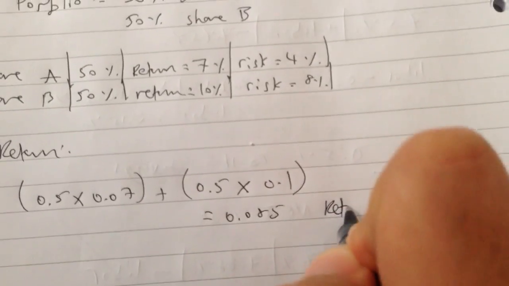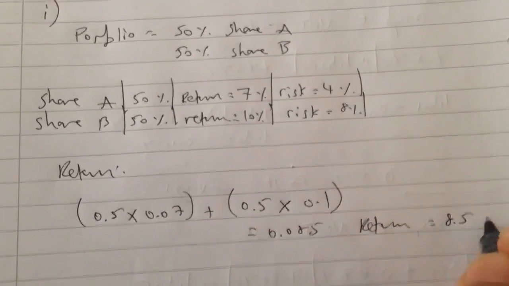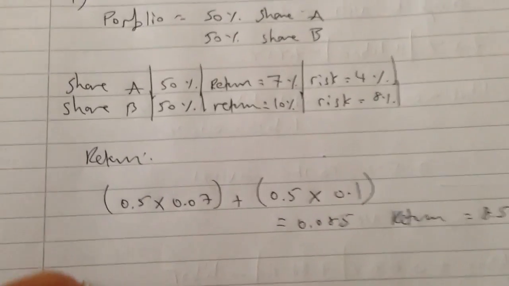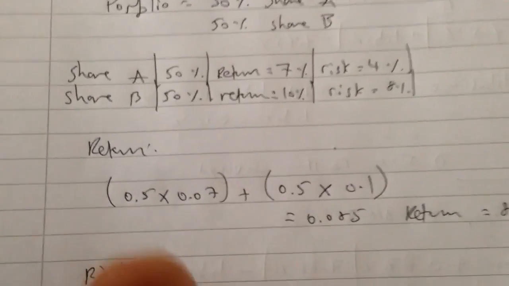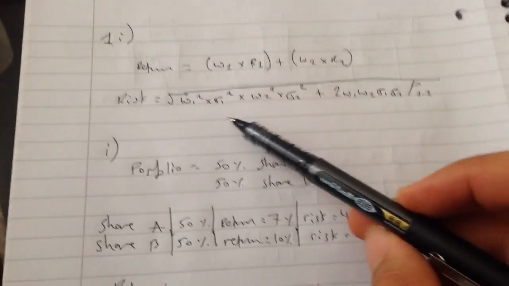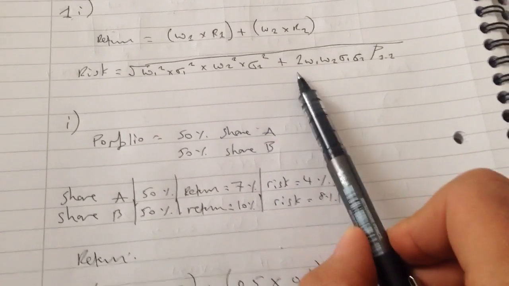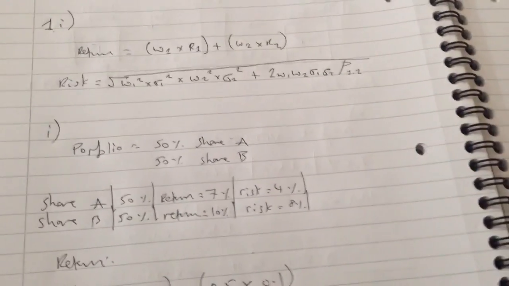So the return for part I equals 8.5%. Then we want to look at the risk. To look at the risk, we're looking at the square root of weight 1 squared multiplied by risk 1 squared, plus weight 2 squared multiplied by risk 2 squared, plus 2 times weight 1, weight 2, risk 1, risk 2 and the correlation.